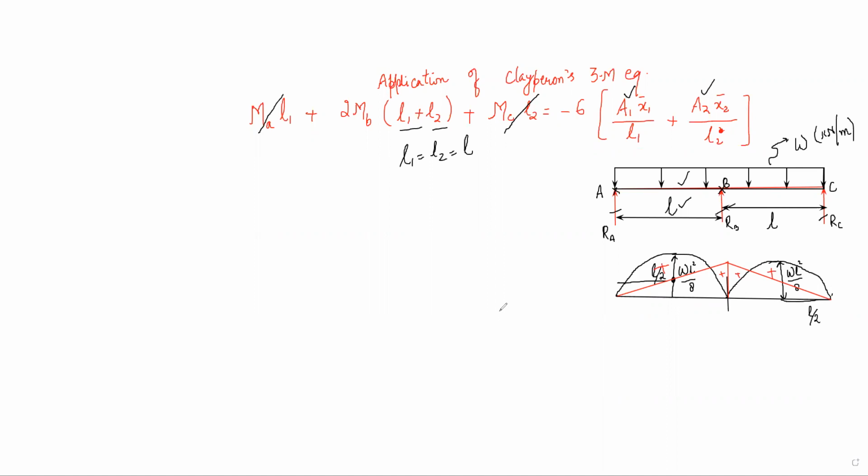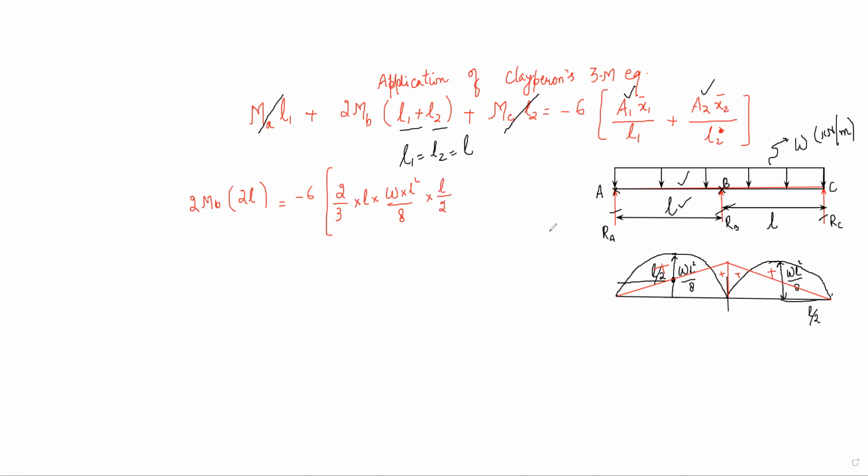Anyways, let's first concentrate over here. So we can write this as 2 times MB, and L1 is equal to L2 is equal to L, so L1 plus L2 will be 2 times L, equal to minus 6 times A1, the area of this parabola, which is 2/3 of its length, that is 2/3 of L, into its maximum perpendicular value, that is WL square divided by 8. And you have your x1, that is x1 is equal to L by 2.